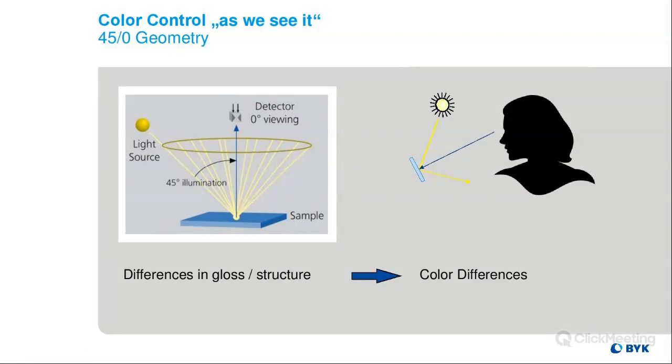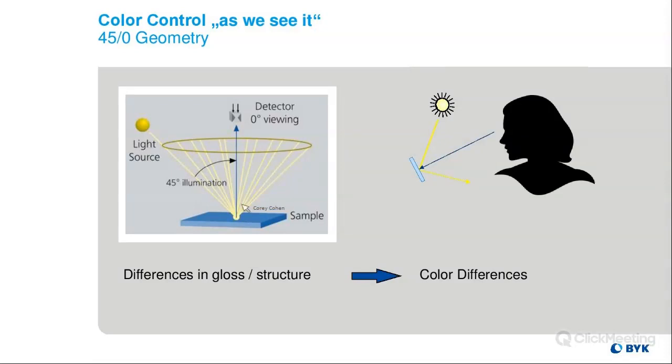And often nowadays you'll see 45C0. C stands for circumferential, and that's what you're seeing here with this cone of light. So all this light is hitting the surface at a 45-degree angle, but it's hitting it from all around. And that serves to make the readings more consistent regardless of the orientation of the instrument.